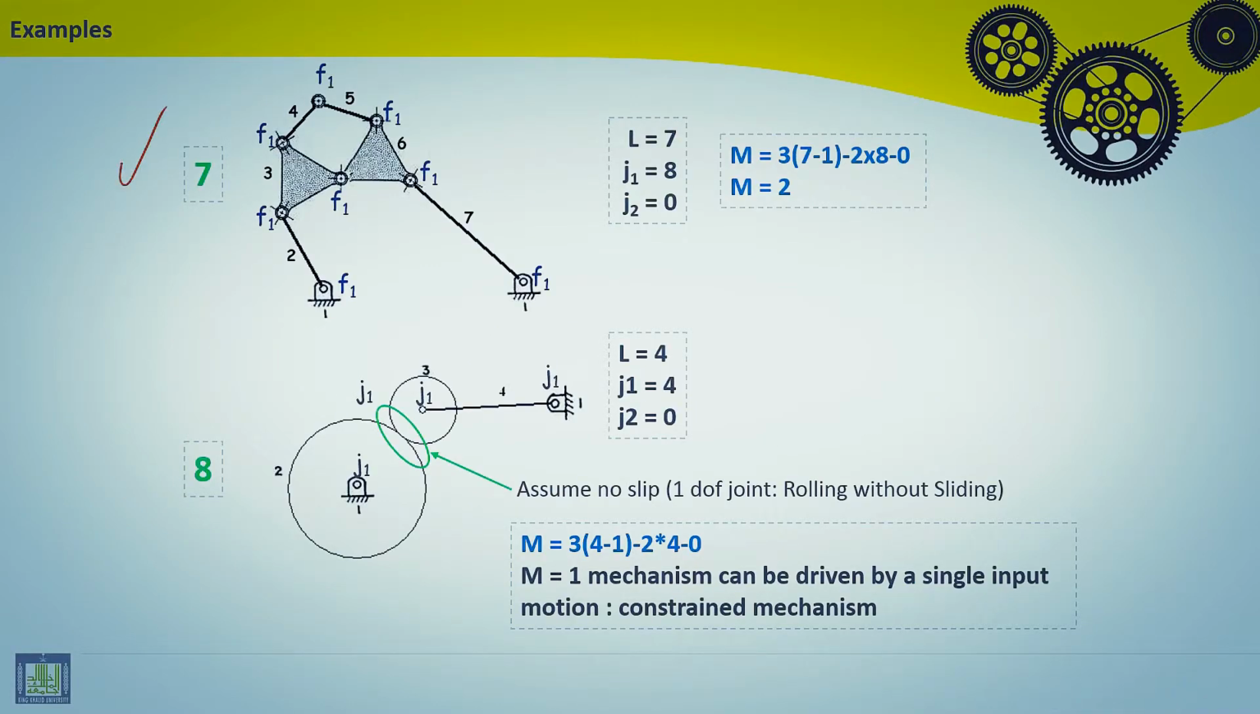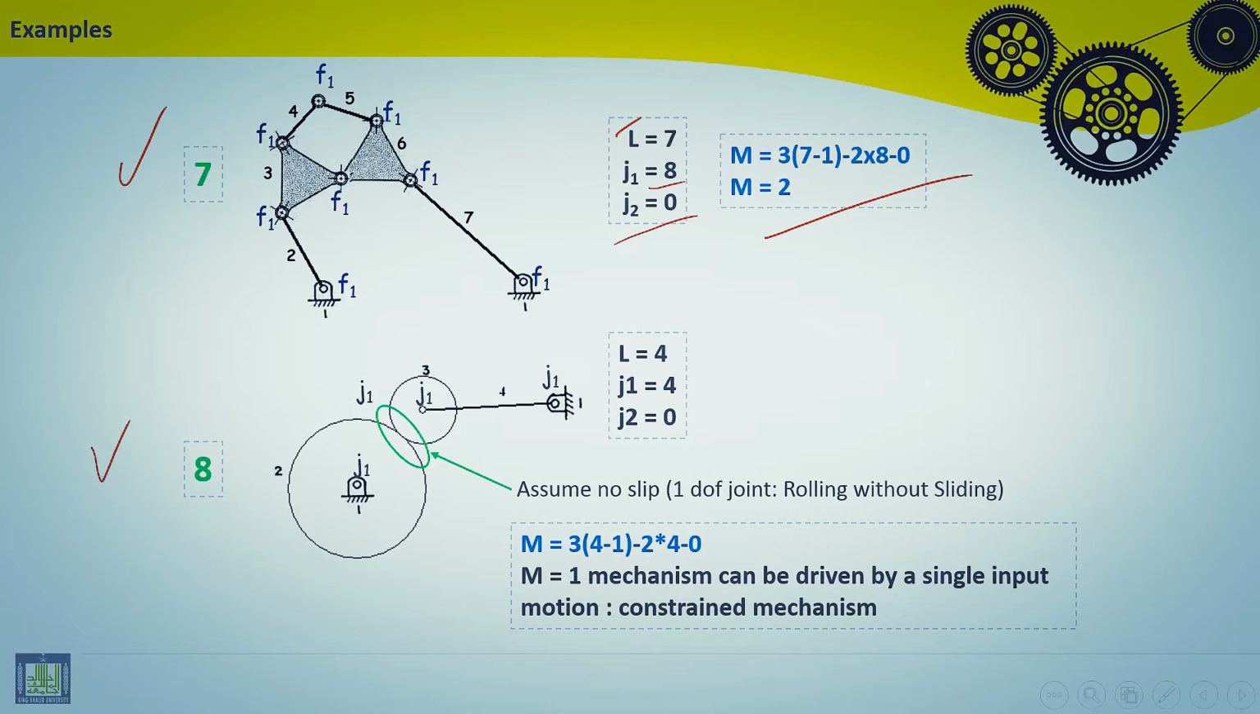Number 7, we have 7 links. Number of lower pair joints is equal 8. and no higher pair joints. So M is equal to 2.